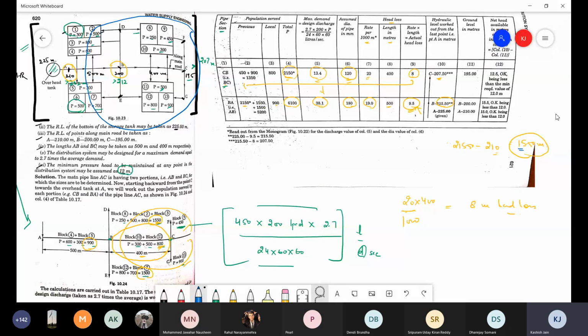Okay, so this is the head available to you throughout the section, 15.5 meters, and you have to ensure that at least 12 meters is available for the distribution system. So this is okay. Likewise, now at point B, just a minute. Yeah, over here for point C, you know that 215.5 is there.